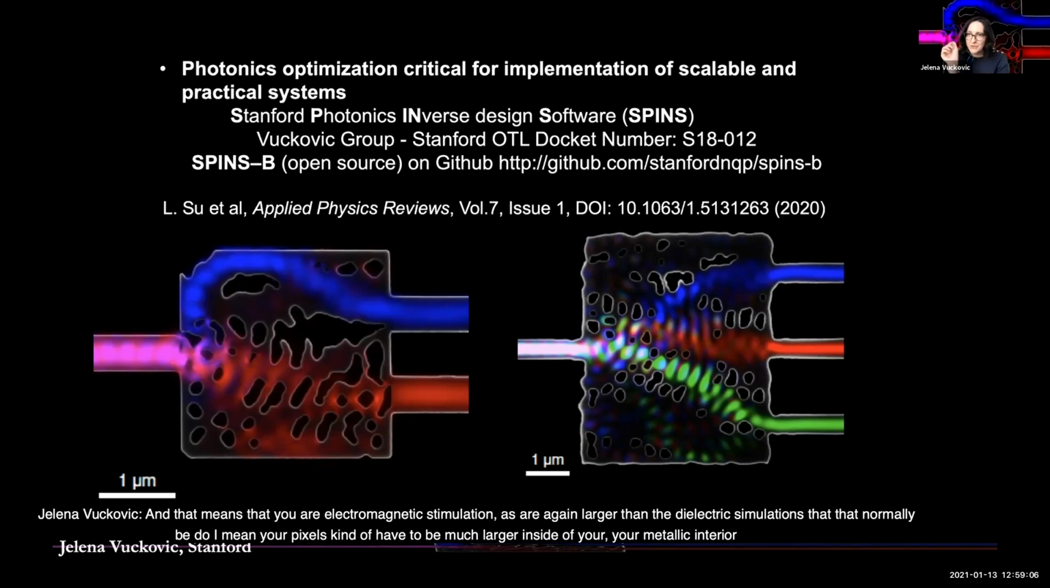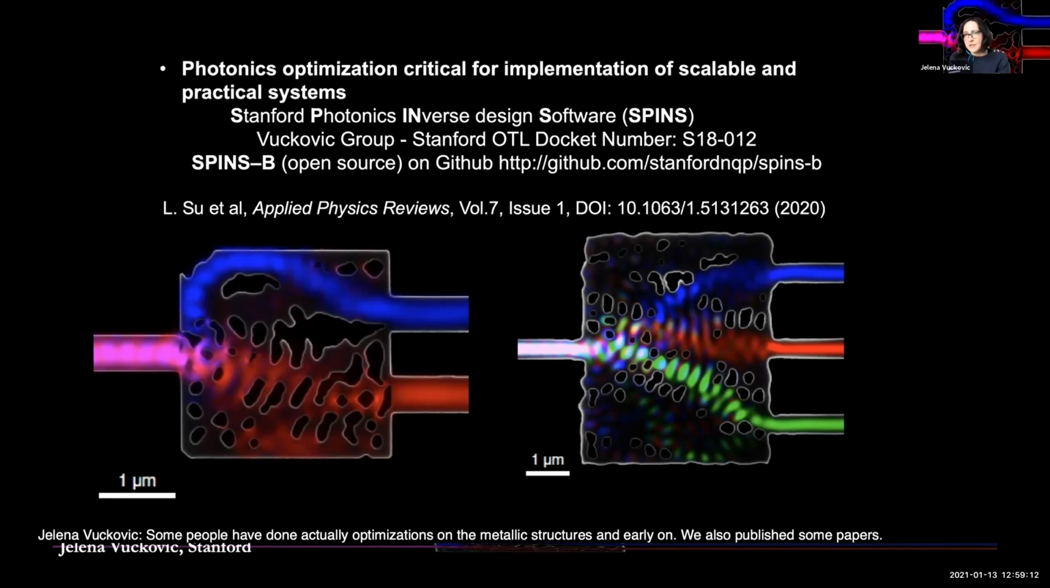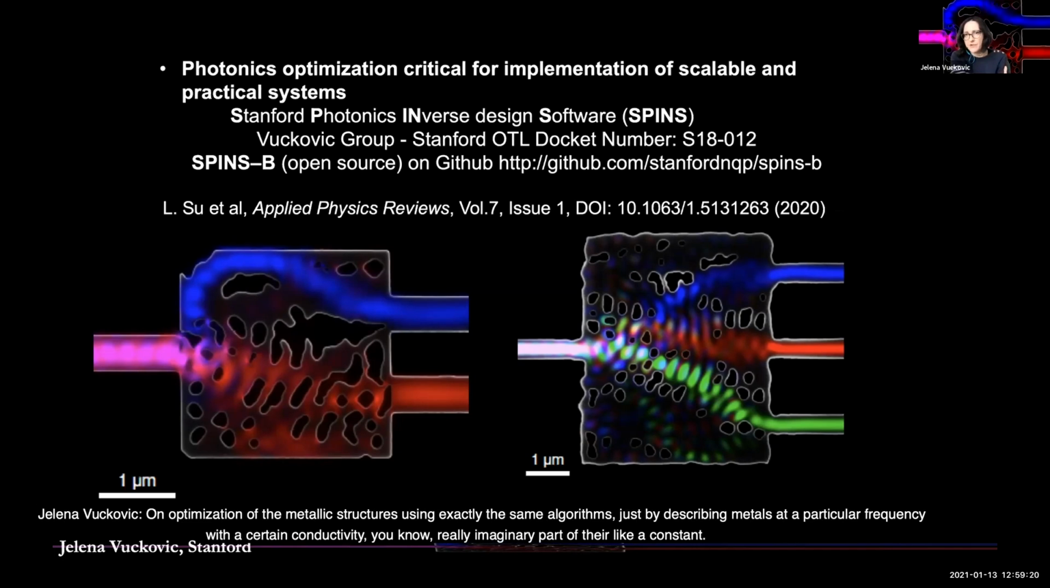I mean, your pixels kind of have to be much larger inside of your metallic material. Some people have done optimizations on the metallic structures. And early on, we also published some papers on optimization of the metallic structures using exactly the same algorithms, just by describing metals at a particular frequency with a certain conductivity, you know, real and imaginary part of the electric constant. I think it works. We haven't really spent much time on that, but I think it could be done. You may run into a computational bottleneck again because of the fine discretization inside of the metal.